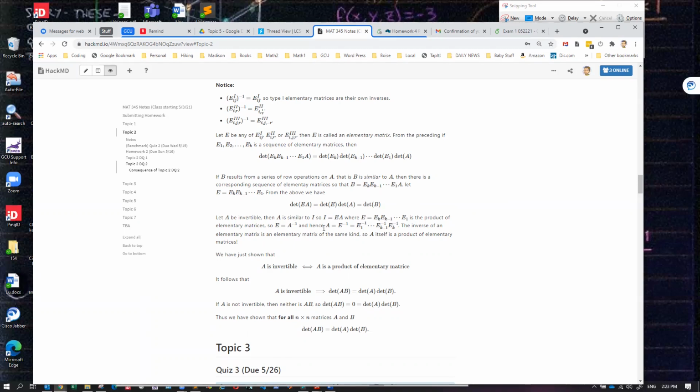That means that A is equal to E inverse, so A is also equal to the product of a bunch of elementary matrices. So what this theorem tells me, when you parse all that through, is that any invertible matrix is just the product of elementary matrices. In other words, it just comes from doing row operations to the identity matrix. That's exactly what every invertible matrix is.